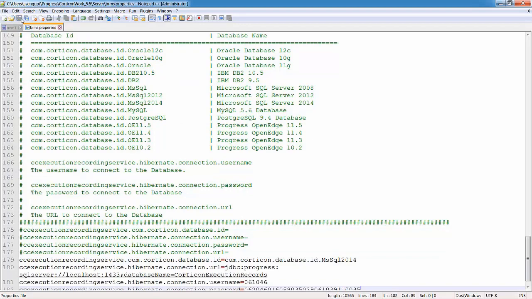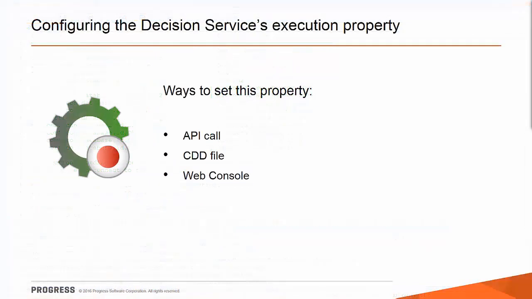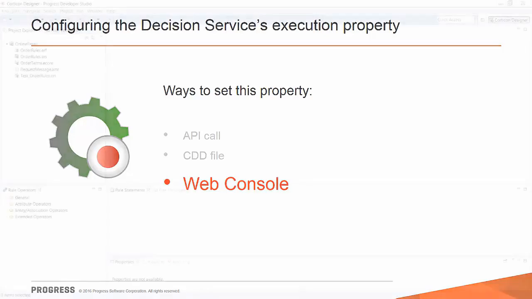Corticon Server's execution recording service is enabled. Now we come to our final step, configuring the decision service's properties to enable recording. There are a number of ways to set this property. In this video, we'll configure the property while adding the decision service to a web console application.